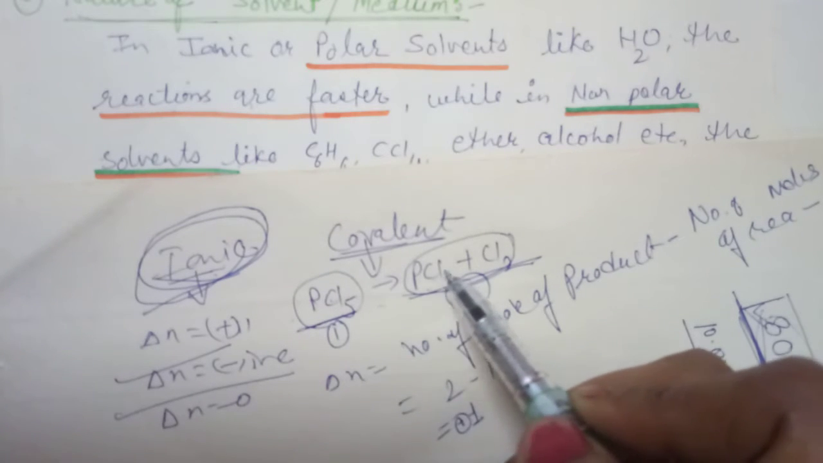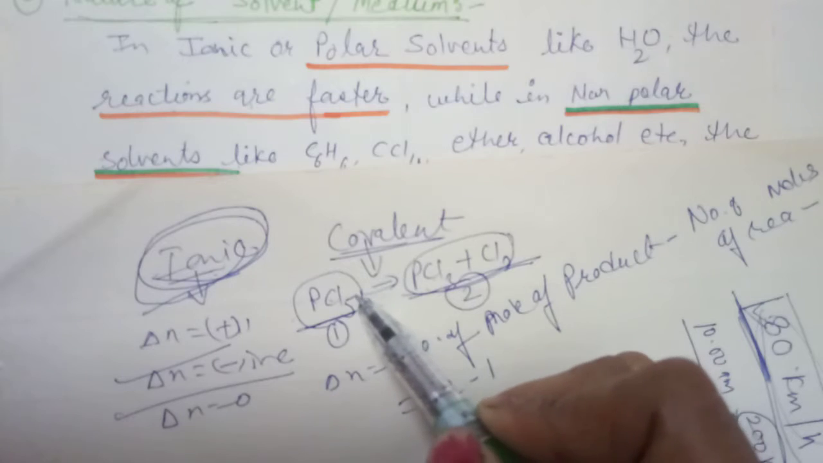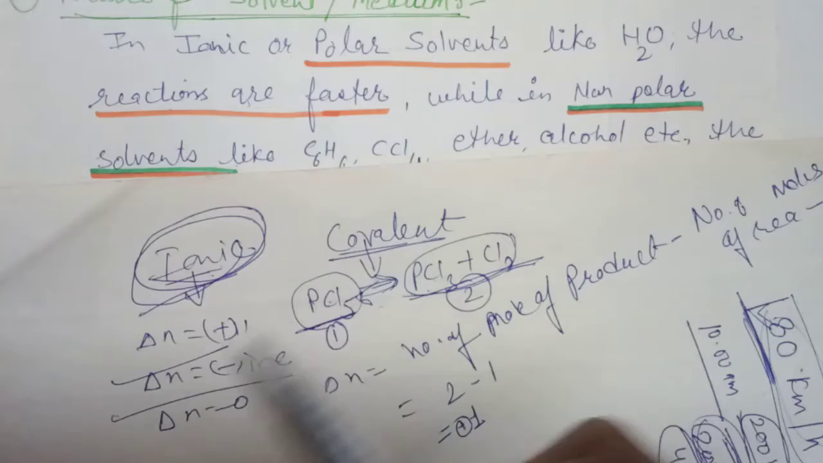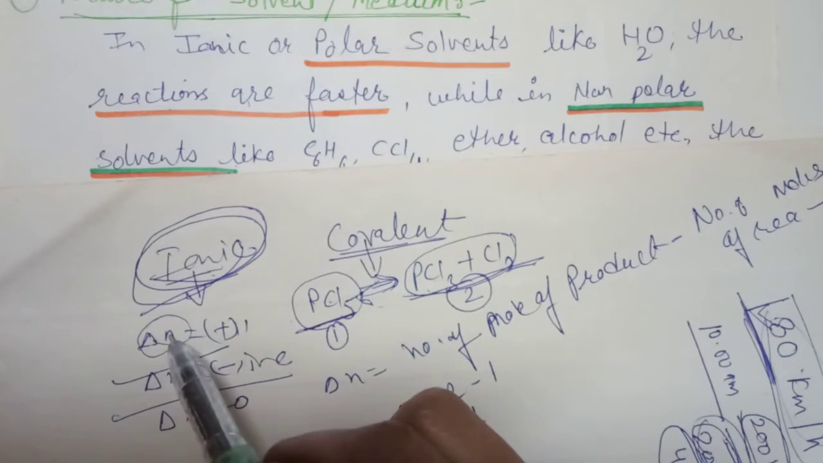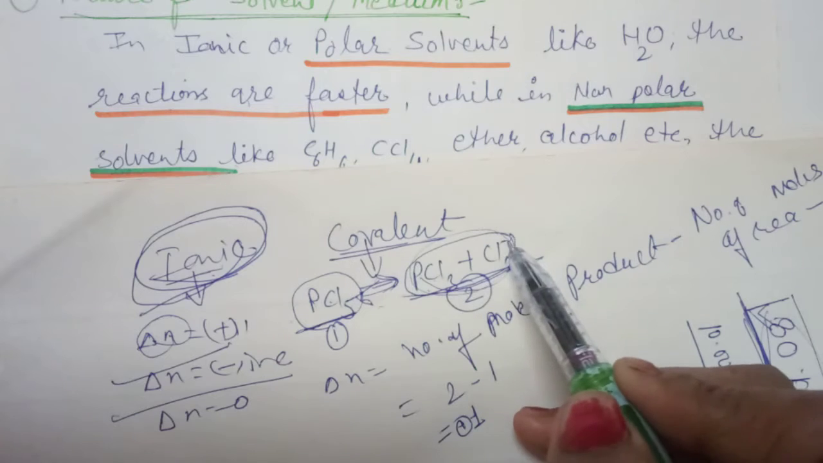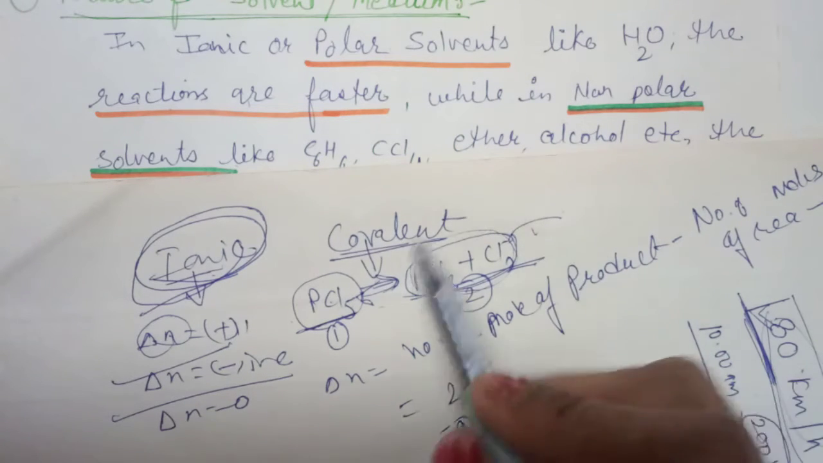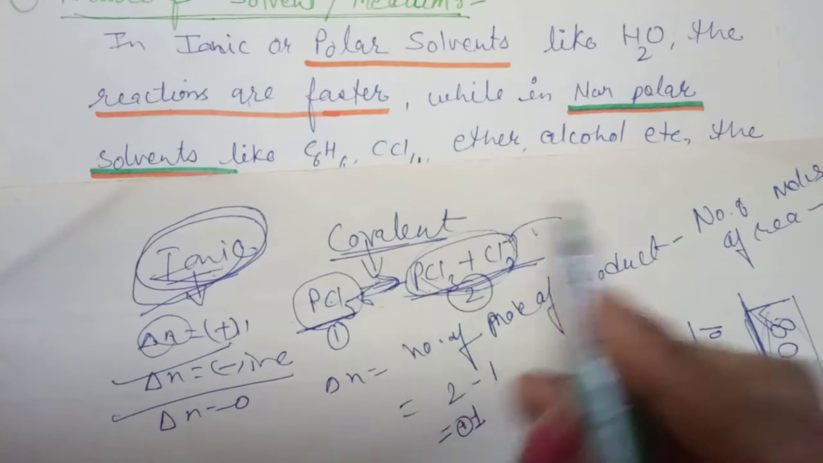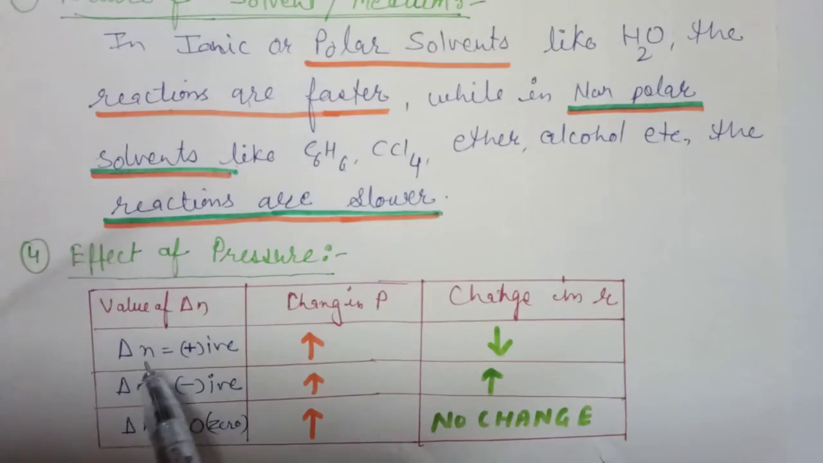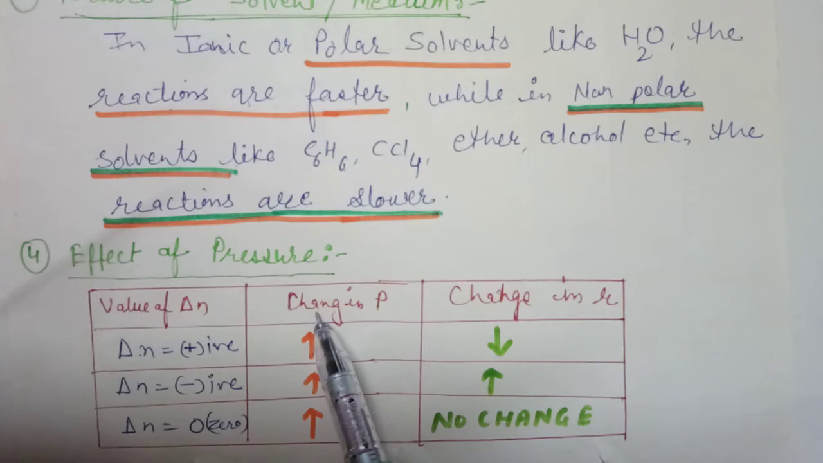It means the reaction will go in the backward direction, meaning the rate of the forward reaction is decreased. When delta N is positive, or we can say the number of moles of products is increased, then due to the increase in pressure the rate of reaction is decreased. Clear? So when delta N is positive, as pressure increases, the rate decreases.